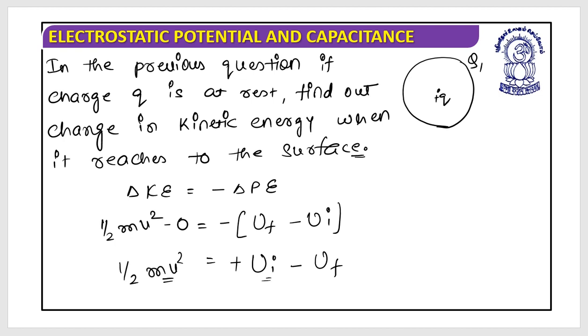So now you can write this as Ui. Initially the charge is at the center, and at the center the potential energy could be written as 3 by 2 into k into q1 into q divided by r. Now this is not new for you, you know this very well, minus of k q1 q divided by r, and the rest of the solution can be done by you.